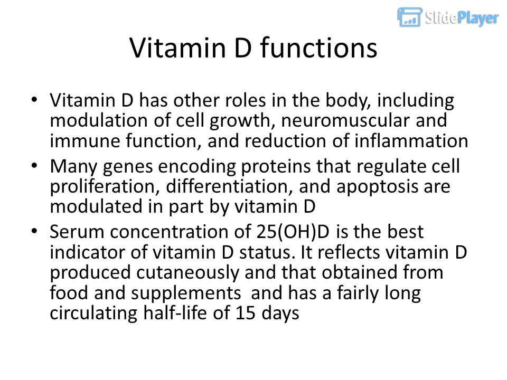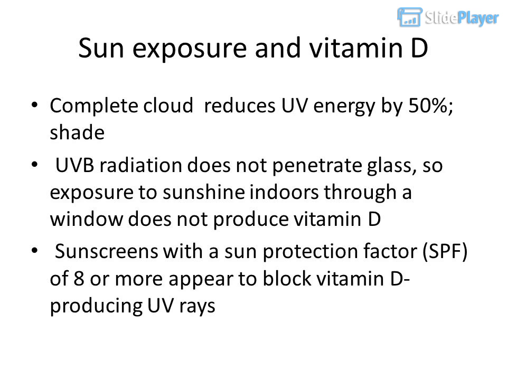Vitamin D functions. Vitamin D has other roles in the body, including modulation of cell growth, neuromuscular and immune function, and reduction of inflammation. Many genes encoding proteins that regulate cell proliferation, differentiation, and apoptosis are modulated in part by vitamin D. Serum concentration of 25-OHD is the best indicator of vitamin D status. It reflects vitamin D produced cutaneously and that obtained from food and supplements and has a fairly long circulating half-life of 15 days. Sun exposure and vitamin D.